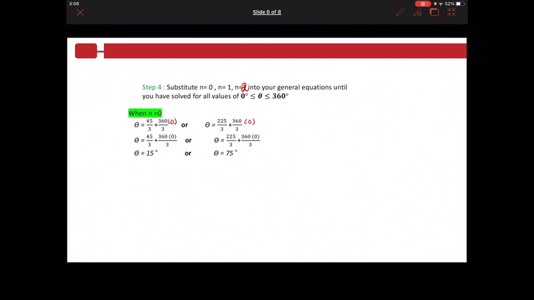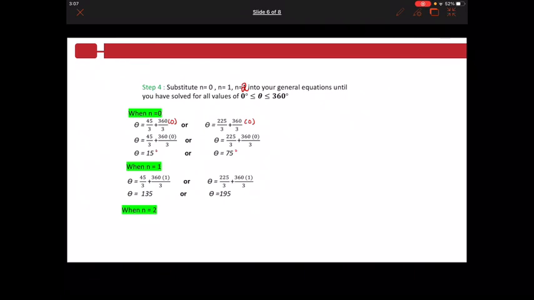Remember, we are trying to find all of the values of theta that are between 0 and 360 degrees. So we have to continue around the circle until we reach a value of theta that is close to or greater than 360 degrees. Okay, let's go around the circle again. So we make one full rotation, i.e. we add on 360 degrees to each of our values, which is the same as substituting in for n equals 1. Substituting in n is equal to 1 into our general solutions, this gives us 45 over 3 plus 360 times 1 over 3, or theta is equal to 225 over 3 plus 360 times 1 over 3. This gives us theta equals 135 degrees or 195 degrees.